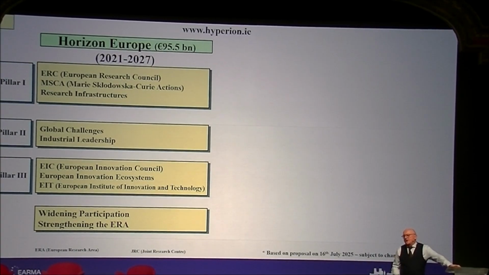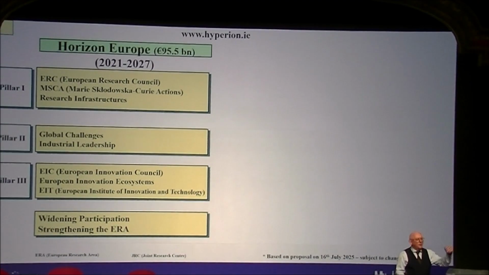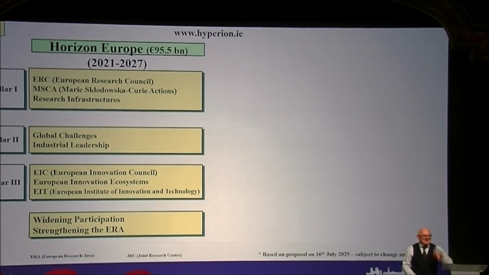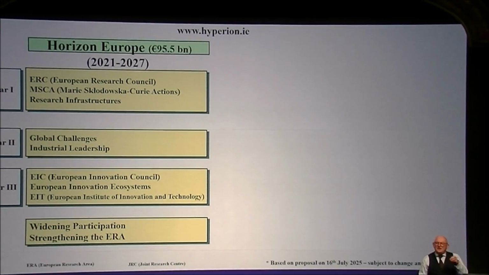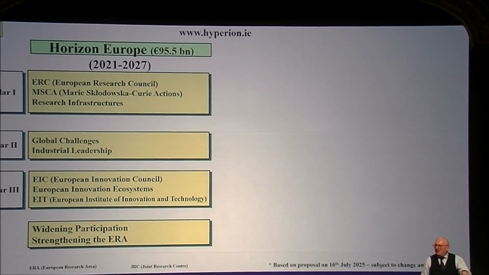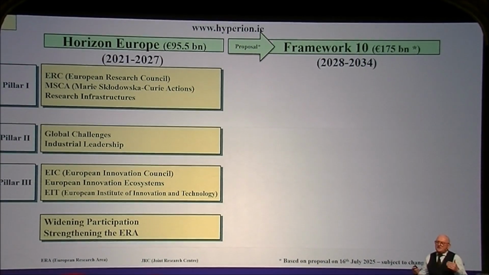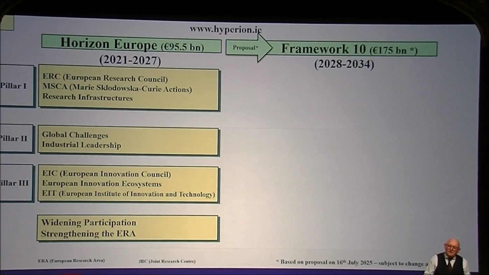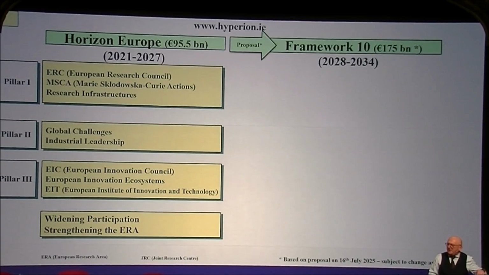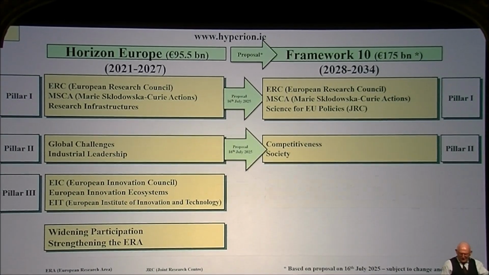Now, we're all familiar with the structure of the current programme, Pillar 1, Pillar 2, Pillar 3, bottom up, top down, and so on. Now, yesterday, the gentleman from the Commission, I tried to practice his name, but it doesn't come to me. He was a great find by EARMA. He's the guy that's actually designing Framework 10, and everything tells us that the current structure is based on the proposal from the 16th of July 2025. Not a big document, and that said we're going to have a Pillar 1, Pillar 2, and Pillar 3.